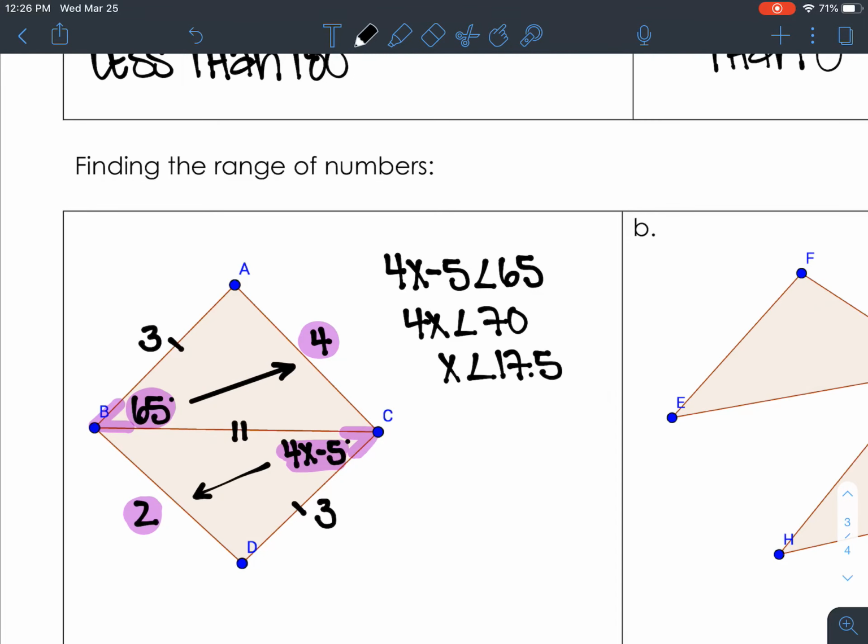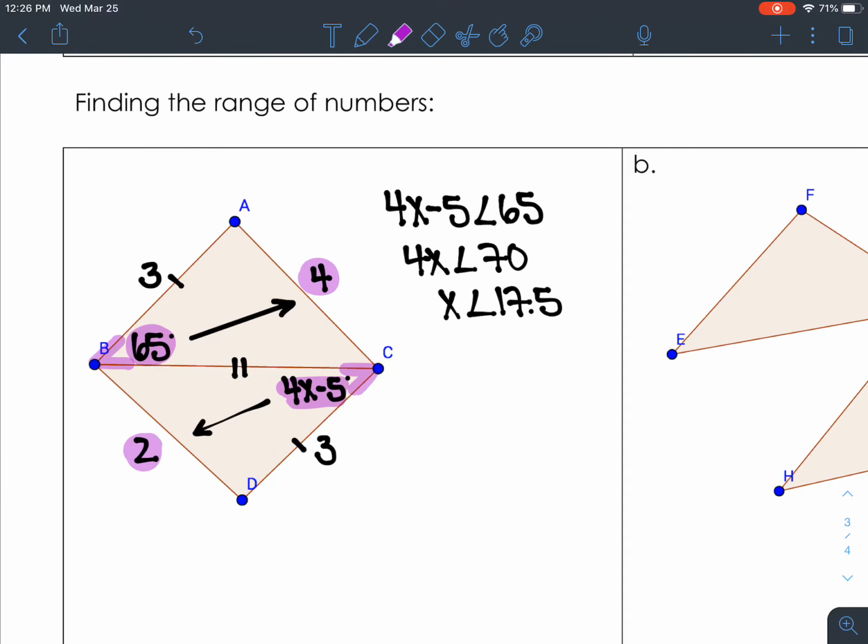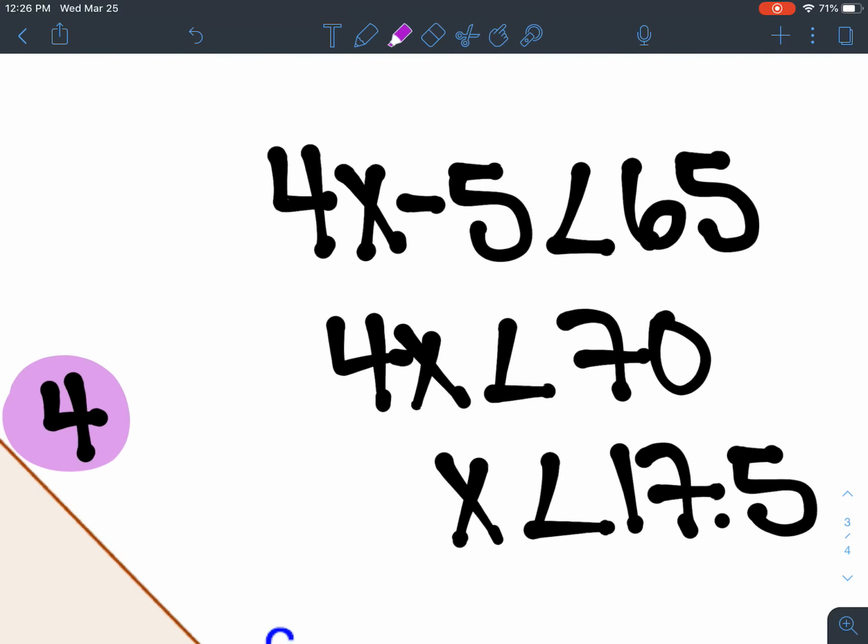But we're not done yet, because you have to recognize that this 4x minus 5 represents an angle measure. So what we're saying is that this angle has to be less than 65. But you have to think of all the possibilities. That an angle is less than 65 means it could be 60, it could be 30, but it could also be a negative number because negative numbers are less than 65.